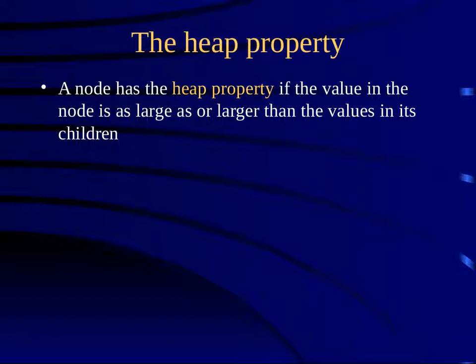All right, the heap property. So beforehand with the binary search tree, we had the property where everything to the left was less than, everything to the right is greater than. With the heap property, each node is going to have a different attribute to it. If the value in its node is larger or as large as the values in its children. So it's a little different, because we're not saying everything to the left is less than, everything to the right is greater than. We're saying all of its children are less than it. So everything has to be smaller.